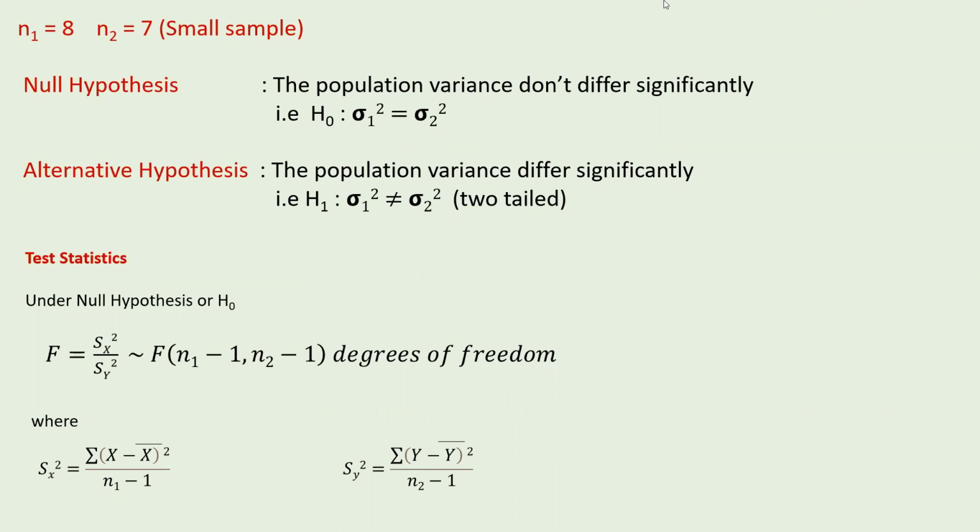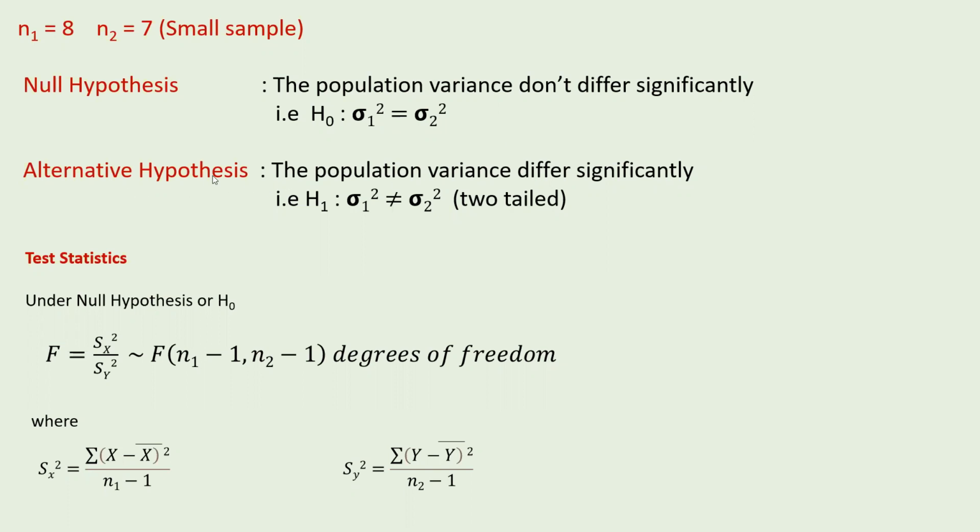So here we have to first set up the null hypothesis. The null hypothesis goes like this: the population variances do not differ significantly. That is H naught such that sigma 1 square is equal to sigma 2 square. We know that the variance formula is the standard deviation whole square. So as we are applying the variance here, sigma 1 square is equal to sigma 2 square.